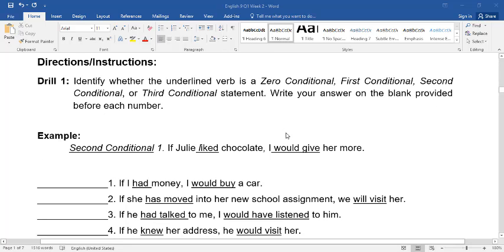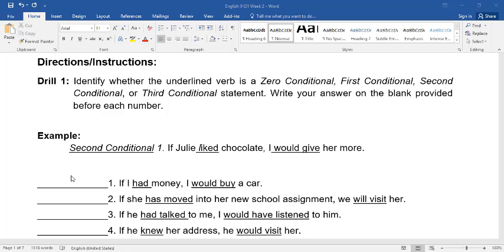Now for drill number 1, what you will do, identify the given conditional. What type of conditional is it? So you will just write 0 conditional, first conditional, second conditional, or third conditional on the blank before the number.